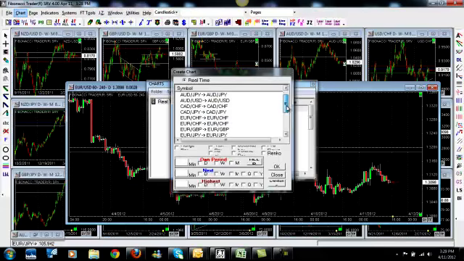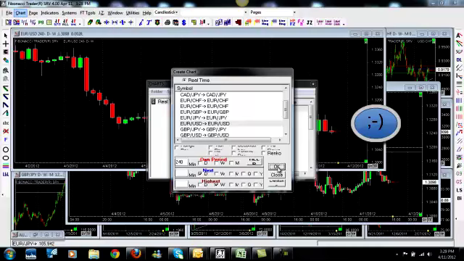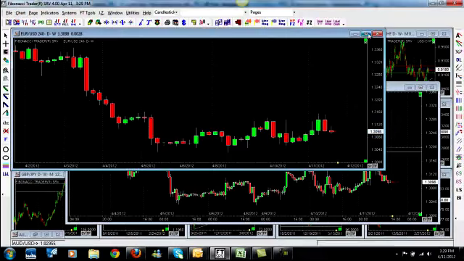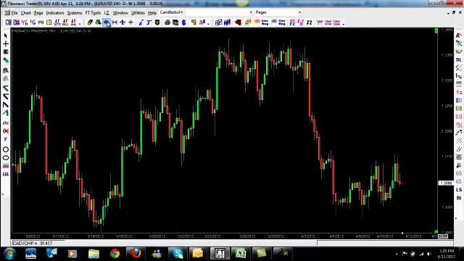As you can see, no script here. Everything's done on the fly, people. All right, let's open up a 4-hour chart. Okay, here's my 4-hour chart. Okay, let's zoom this in so I can see this as a little bit bigger picture.